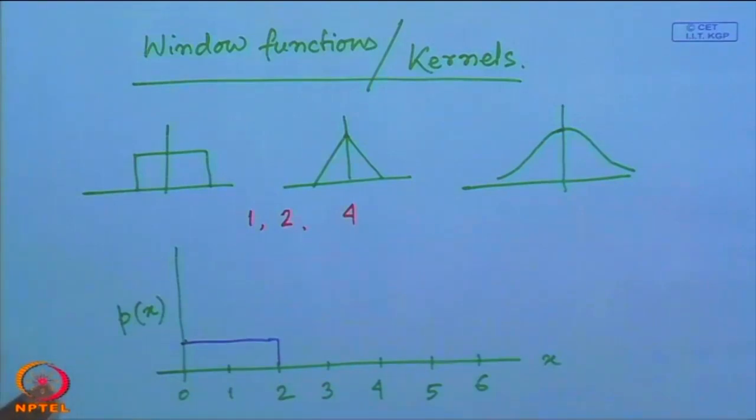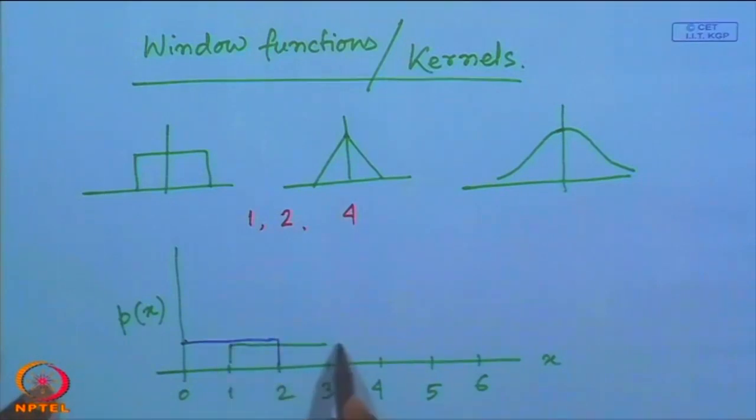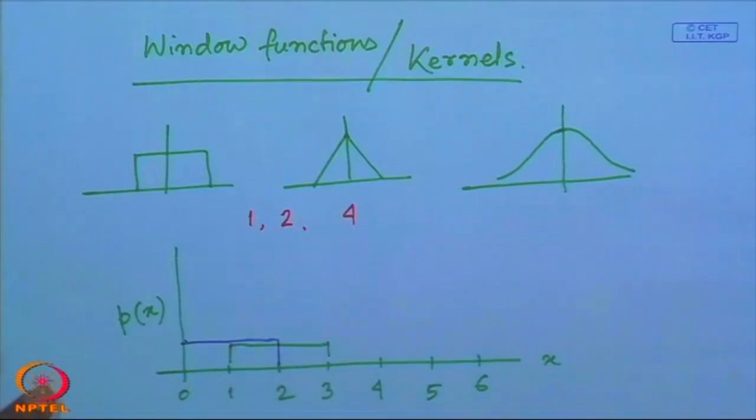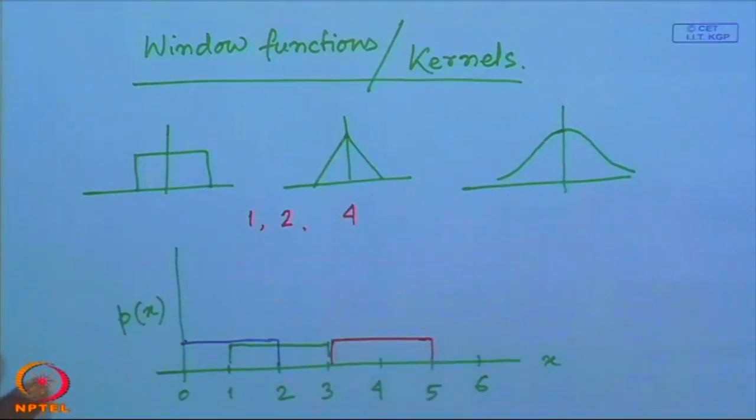At location 2 again I have to put a rectangular window whose width, let us say, is again equal to 2. So this window will be something like this. And at location 4 again I will put a rectangular window whose width is again equal to 2. So I will have a window something like this. So the overall probability density estimate is basically the sum of all these window functions.